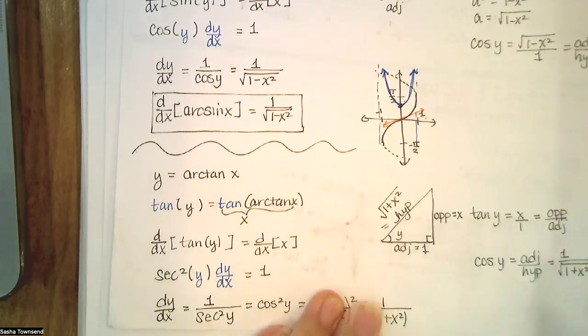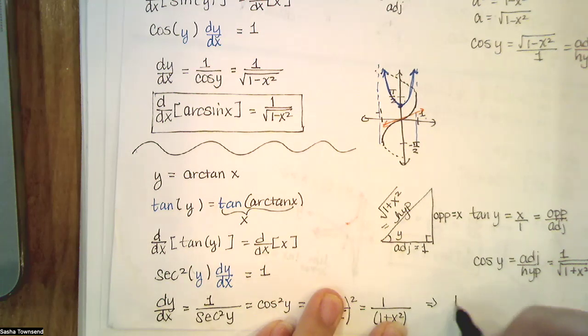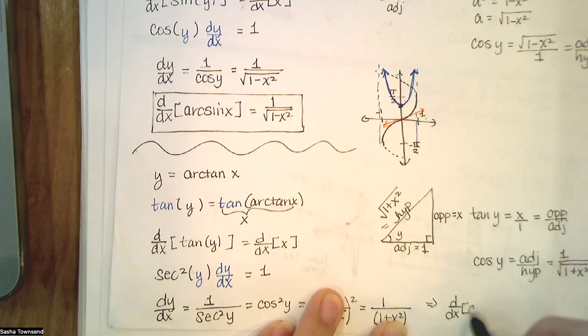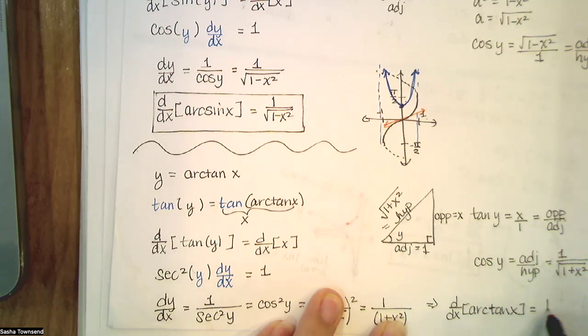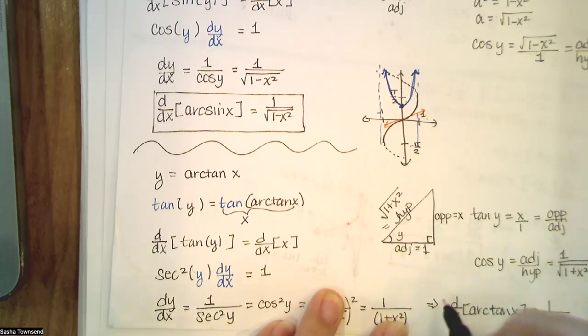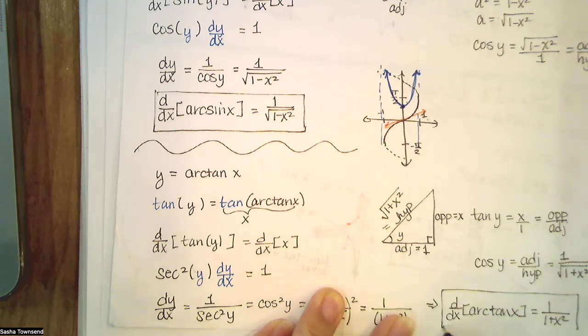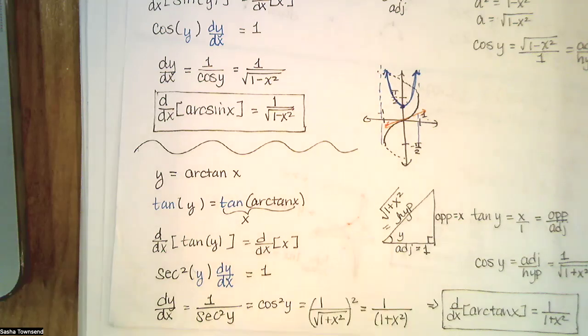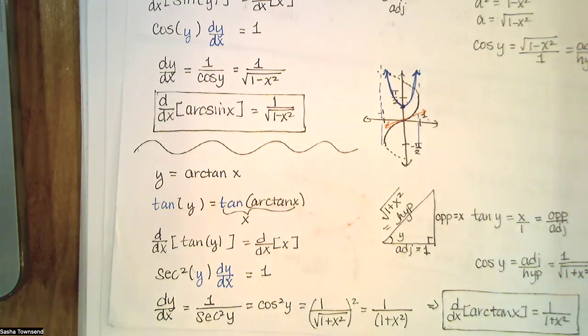And y was arctangent of x. So now we know that the derivative of arctangent is 1 over 1 plus x squared. Now we can graph that, graph that by hand.